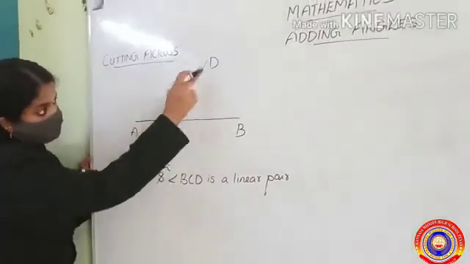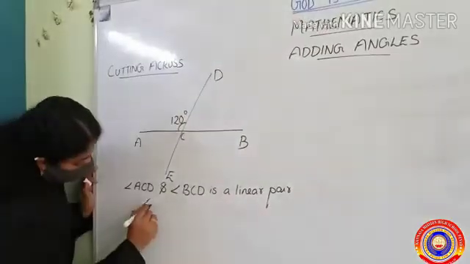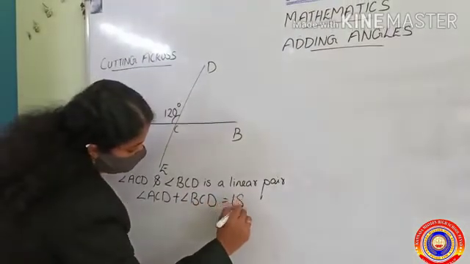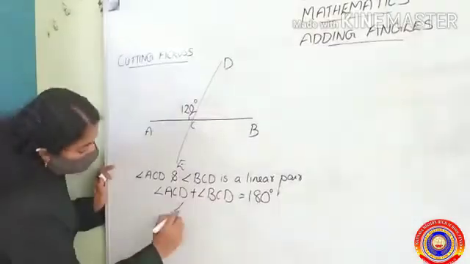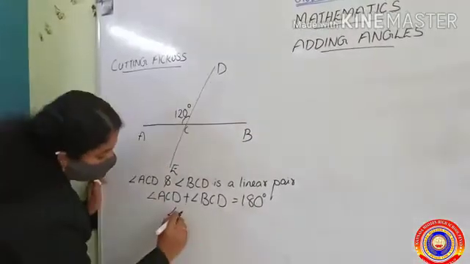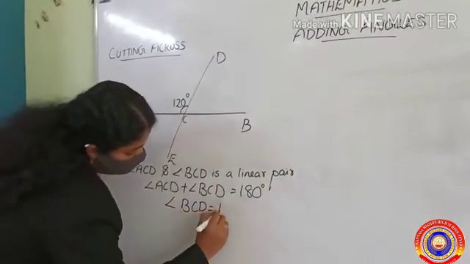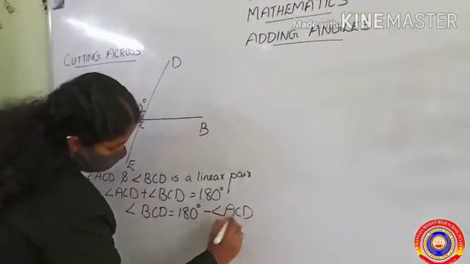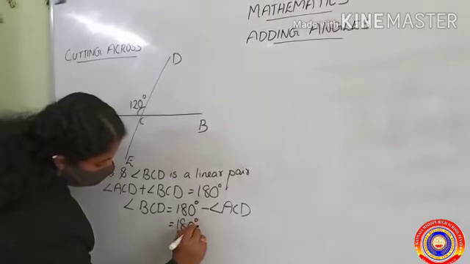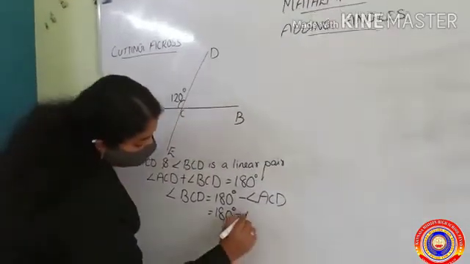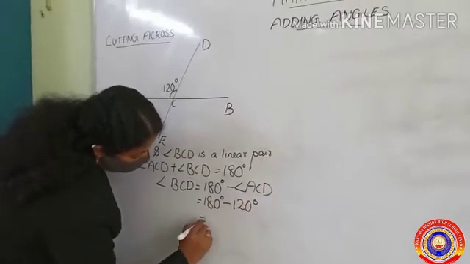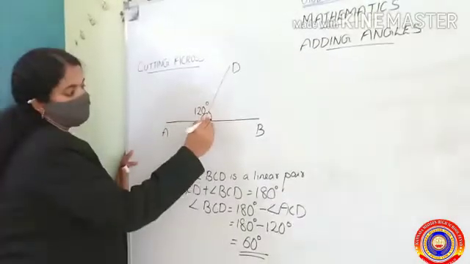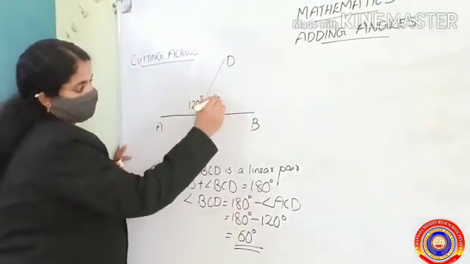Angle ACD plus angle BCD is equal to 180 degree. So angle BCD is equal to 180 degree minus angle ACD. So 180 degree minus angle ACD, which is 120 degree, 180 minus 120, 60 degree. So we got the angle BCD as 60 degree.